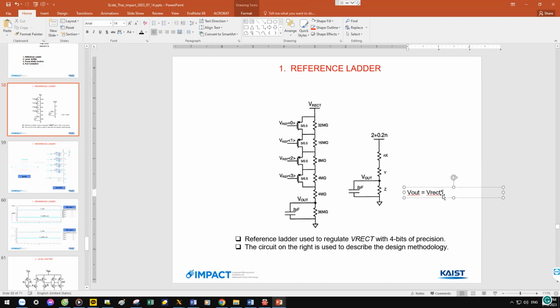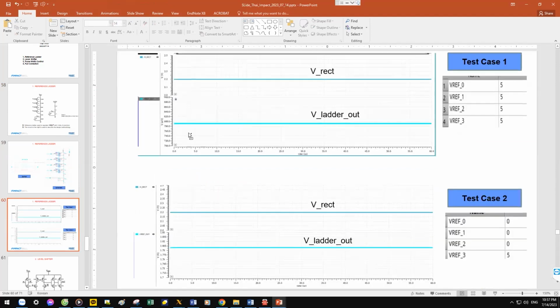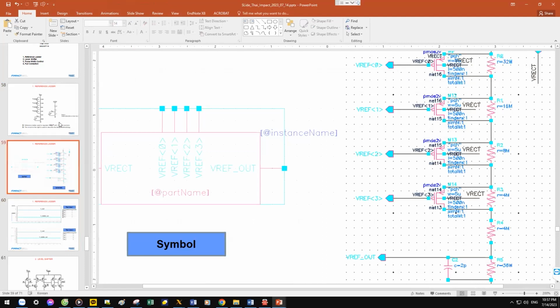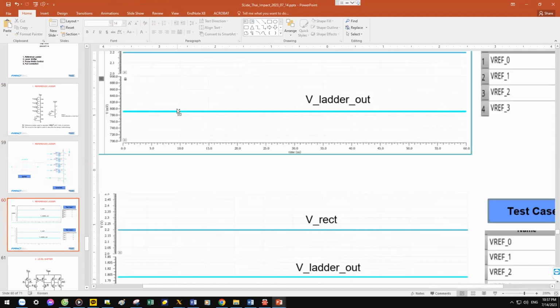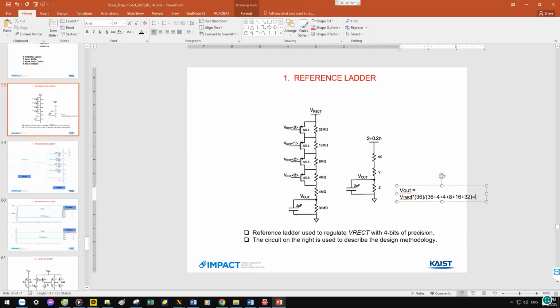Here is 36 mega, right? Yes. 36 mega over 36 plus 4 plus 8 plus 16 plus 32, which is 100. Yes. So the total will be 0.36. Multiply with 2.2, and then VR will be nearly 800 millivolt. Yes, because I put directly in the 2.2.